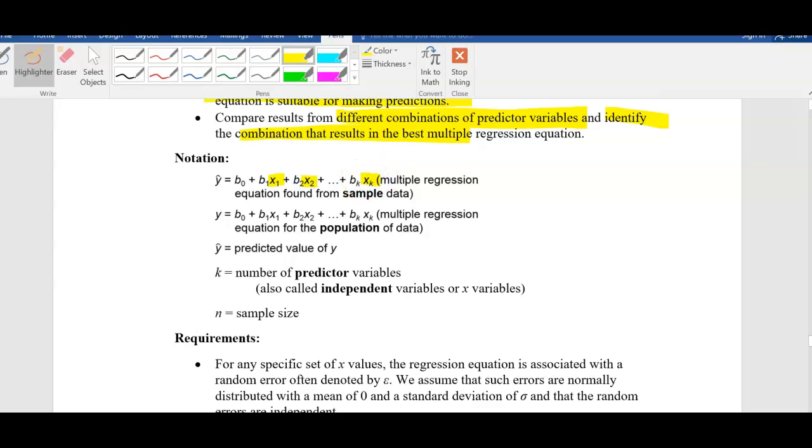This is from a sample, and it is the same thing as it is for a population. We just have many different x's. Y hat is a predicted value of y. So when we do it for a sample, it should do the same thing for a population, which we like. K is the number of predictor variables. So how many things am I going to use to determine my value of y? N is the sample size again.